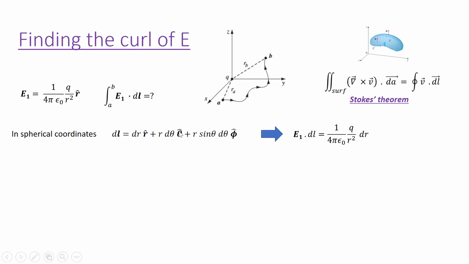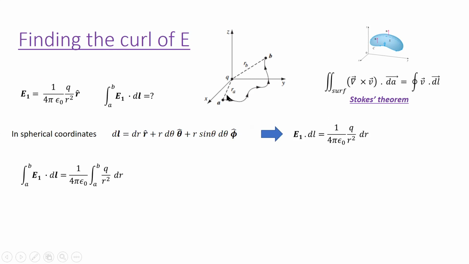And so therefore, E1, the electric field of the one charge, dot dl, since E1 only involves r hat, is only going to pick up the dr r hat part. So we just get 1 over 4 pi epsilon naught q over r squared dr. Okay, so that would be what we would be integrating over.